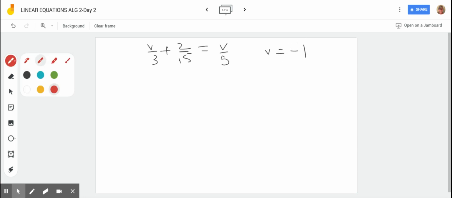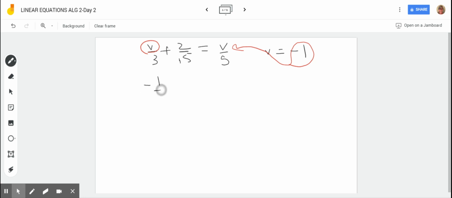So now again, we're going to take that -1 and plug it into this v, and also plug it in to that v. Okay, so here we go. It's going to be -1/3 plus 2/15, and we are asking the question, is that equal to -1 over 5? We don't even have to do anything on the right-hand side. We only have to do something here. We need to get a common denominator. It's 15, so we're multiplying by 5 over 5.